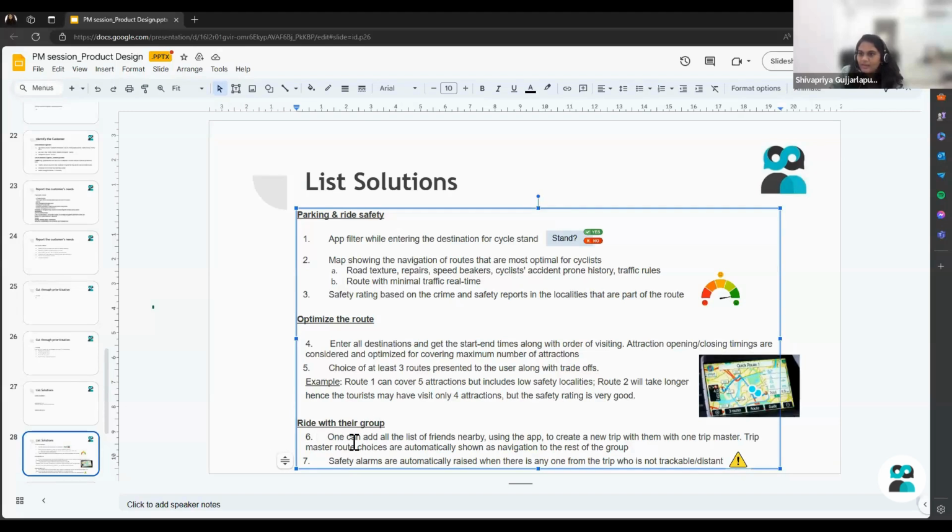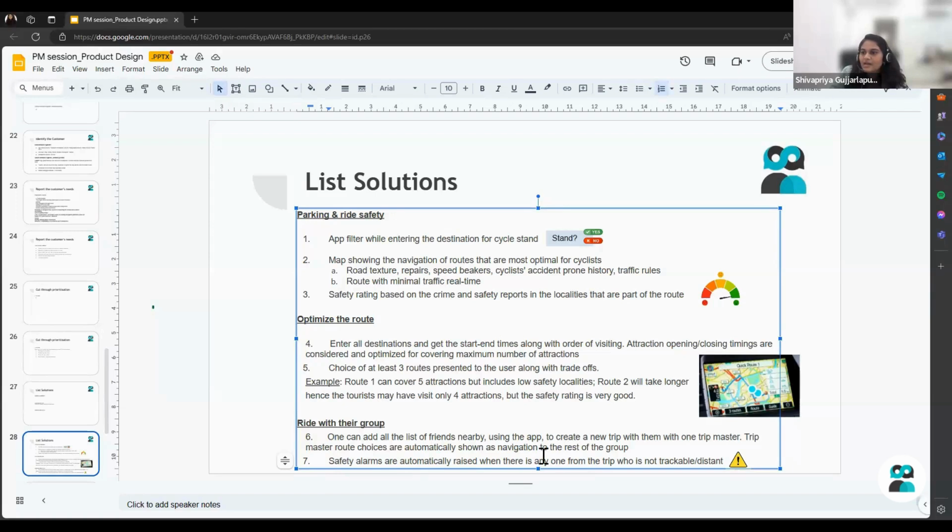And then ride with a group. It's just a basic thing that can come across as, one can add the list of friends nearby using the app to create a new trip with them. And one can be the trip master, and the trip master's route choices are automatically shown on the navigation to the rest of the group.